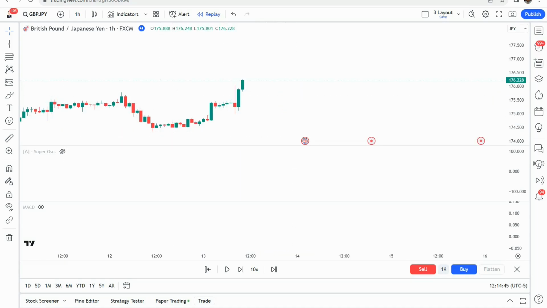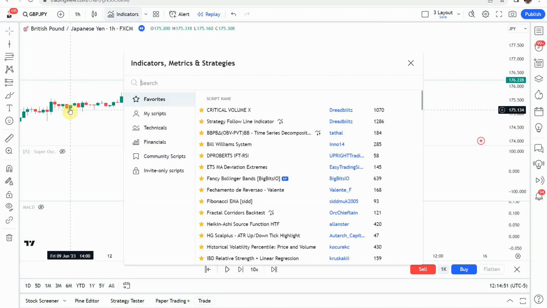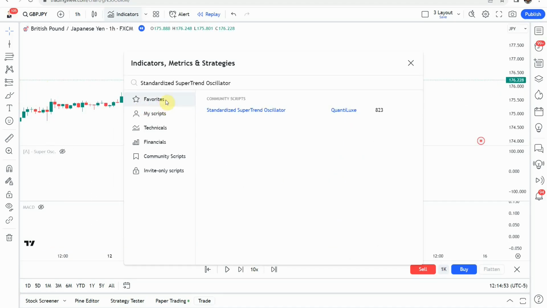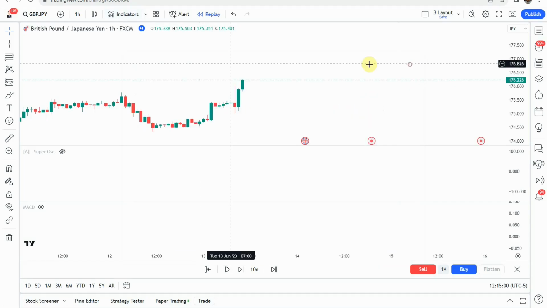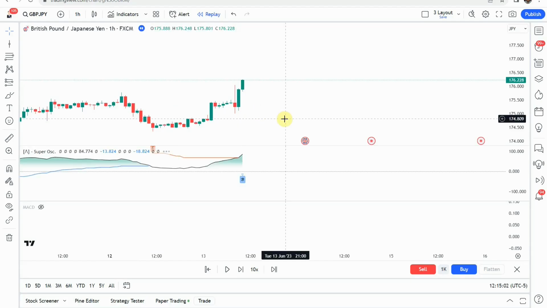The strategy consists of two different indicators. The first one is going to be the standardized SuperTrend oscillator, this one right here by Quantilux. And that is going to be the indicator, this new SuperTrend indicator that will supposedly blow your mind.